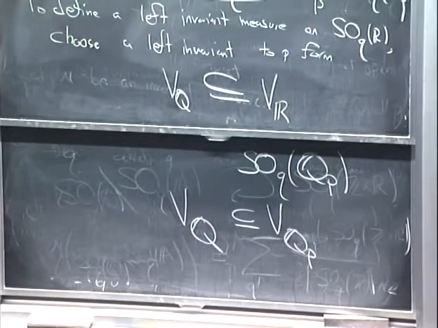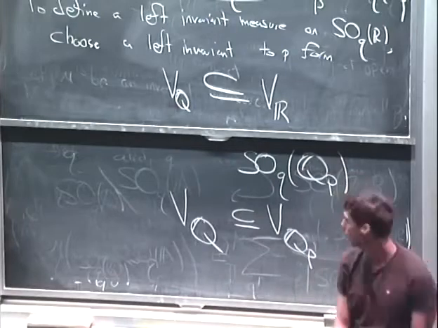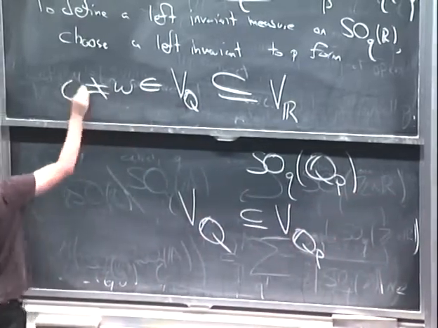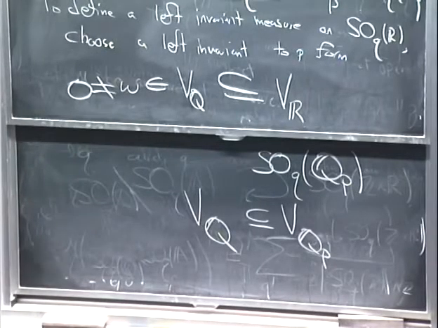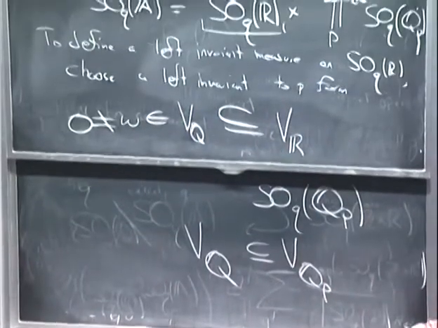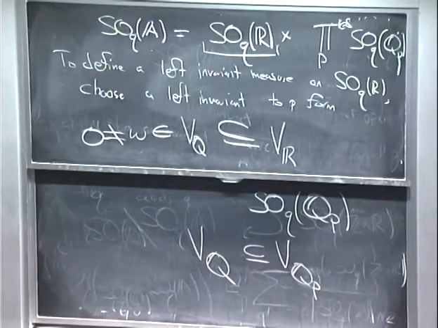both of these completions. So the upshot of this is that if you choose a non-zero element in this rational vector space V_Q, let's choose some element omega in here, not equal to zero, well, it gives you a measure on each of the factors that appear in this product decomposition. It gives you a differential form on each factor, which you can turn into a measure. So you could then define a measure on SO_Q of the adeles by, roughly speaking, multiplying all those measures together.